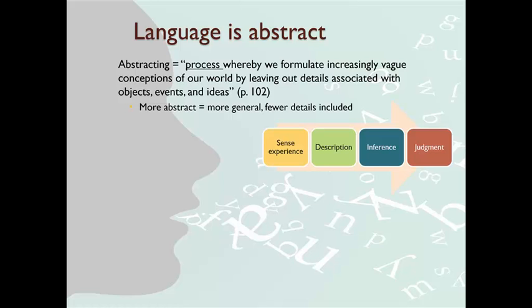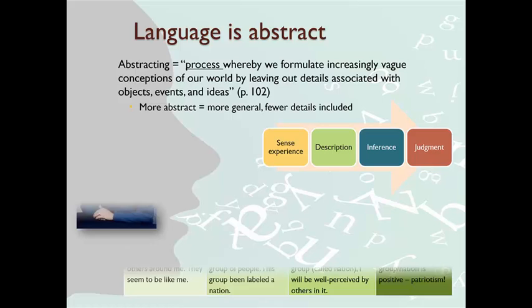So we start with the sense experience, and from a sense experience we try to describe what it is that we're seeing, what we're feeling, what we're experiencing. And that description is the words, is the language. Inference is meaning we attach to it. And then judgment is what do we think about this thing now that we've described it.